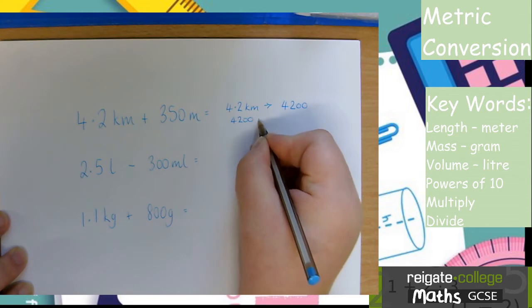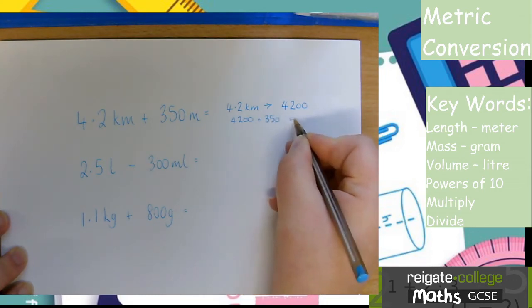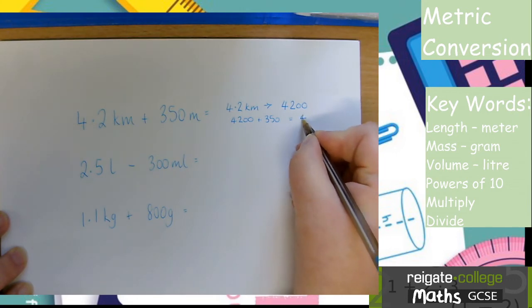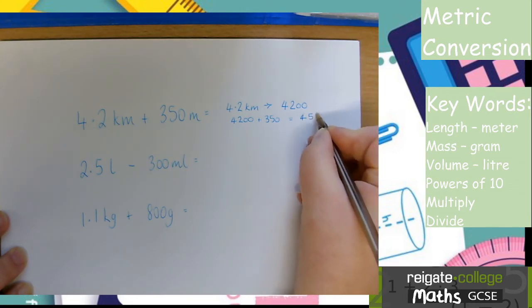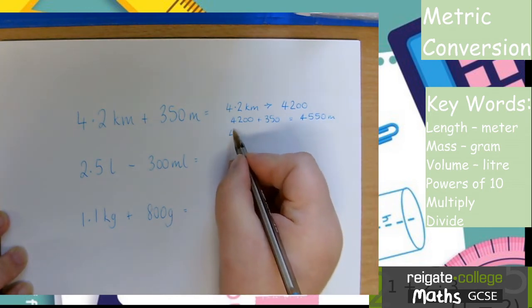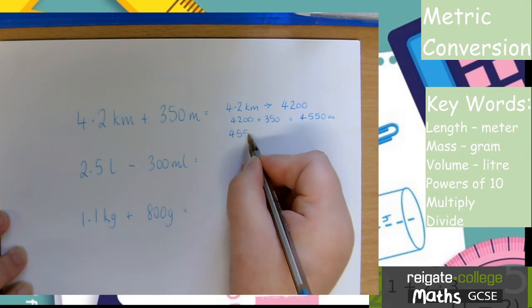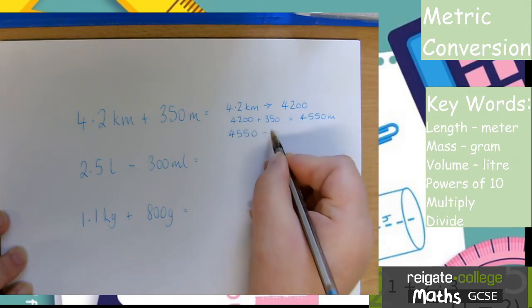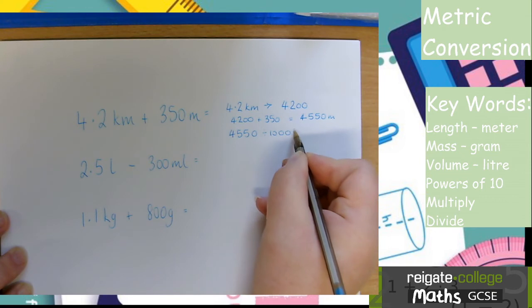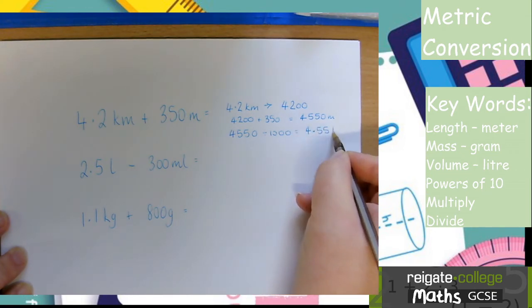4,200 plus 350 gives me a total measure of 4,550 metres, which, if the question required it, I could convert back to kilometres by dividing by 1,000. 4.55 kilometres.